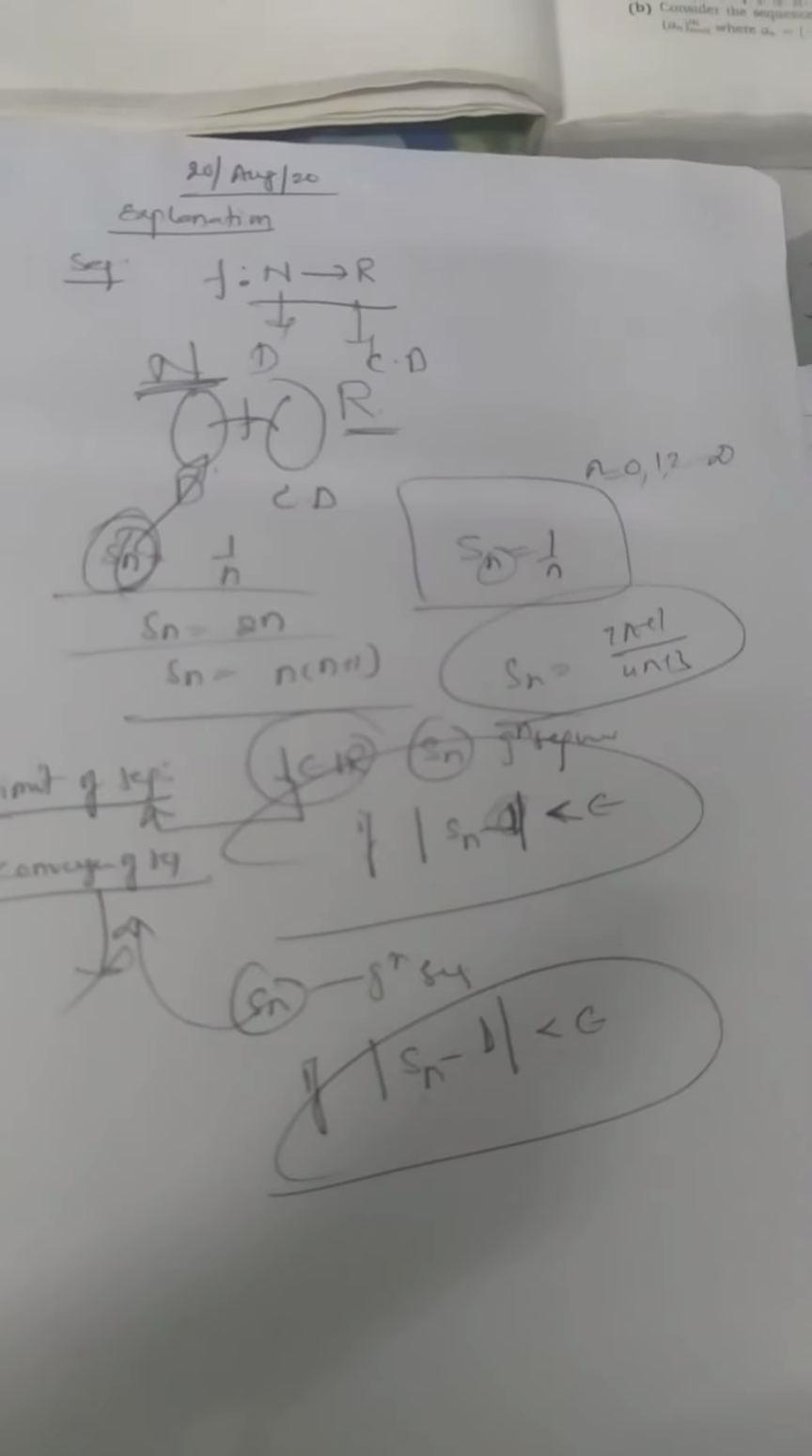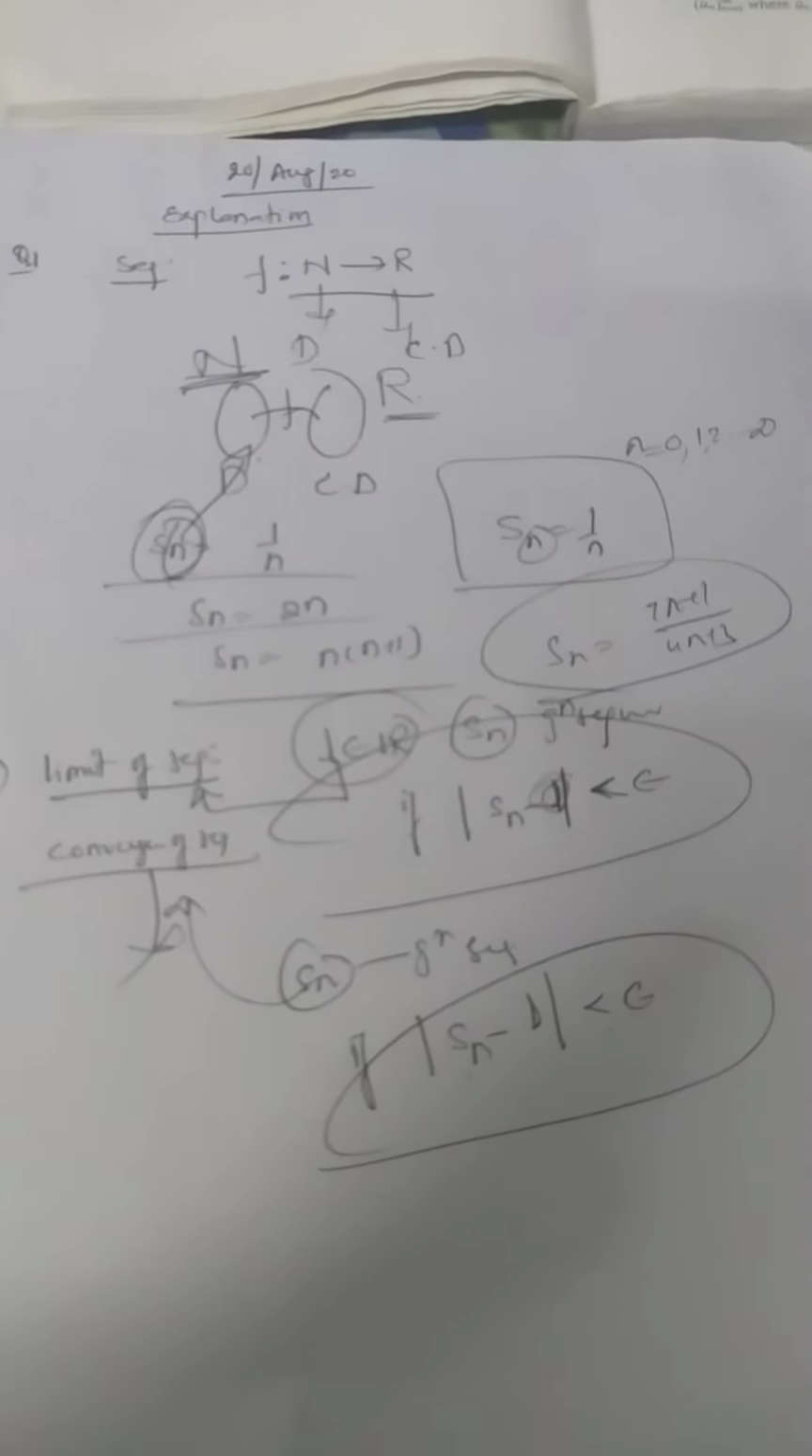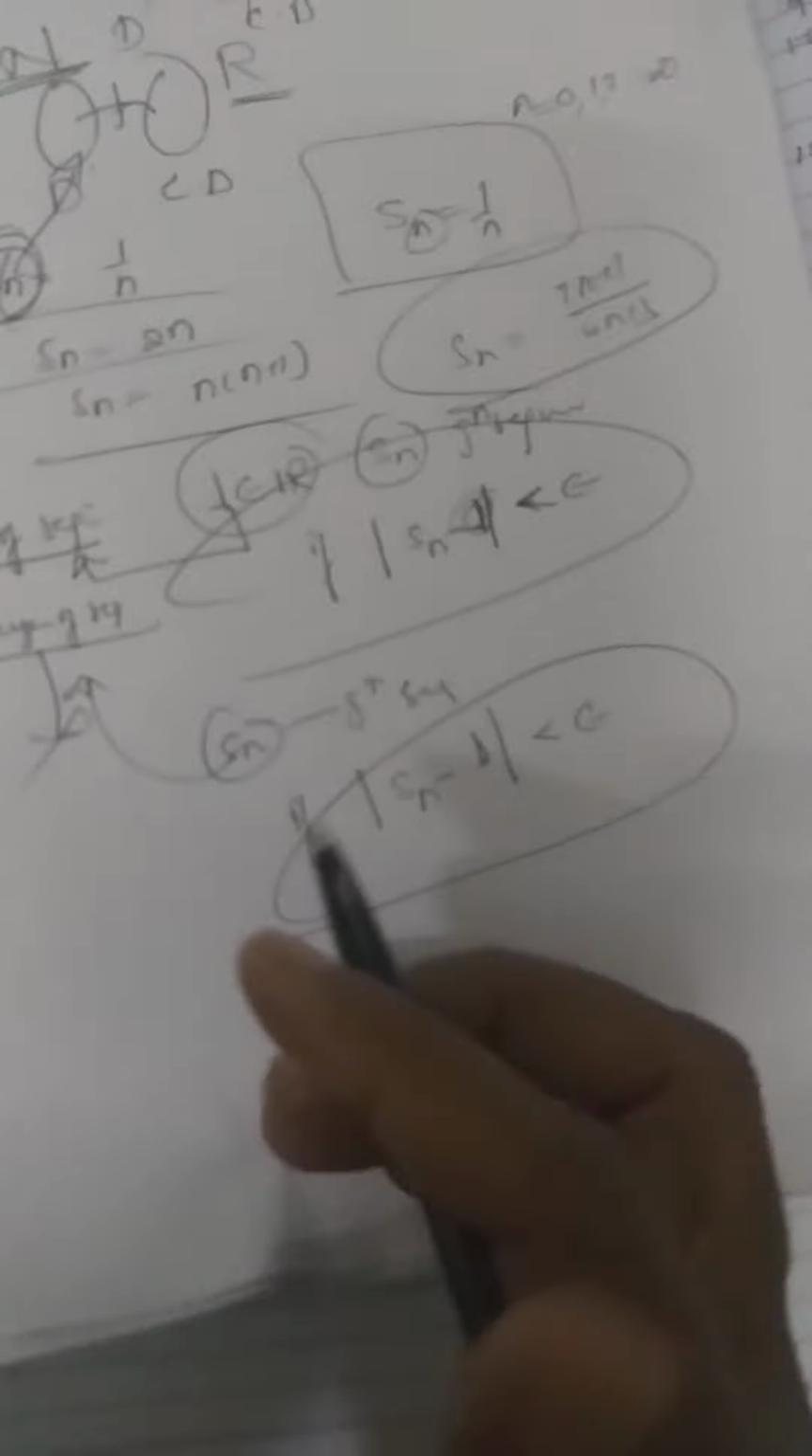Now the second one, define the limit of a sequence. Sn is a sequence, and a real number L is said to be a limit of a sequence if modulus of Sn minus L is less than epsilon, where epsilon is greater than 0. That is called the limit of a sequence. Suppose you want to write a limit example, suppose Sn is equal to 1 by n. Now I want the limit of the sequence. Simply apply the limit, limit n tends to infinity.